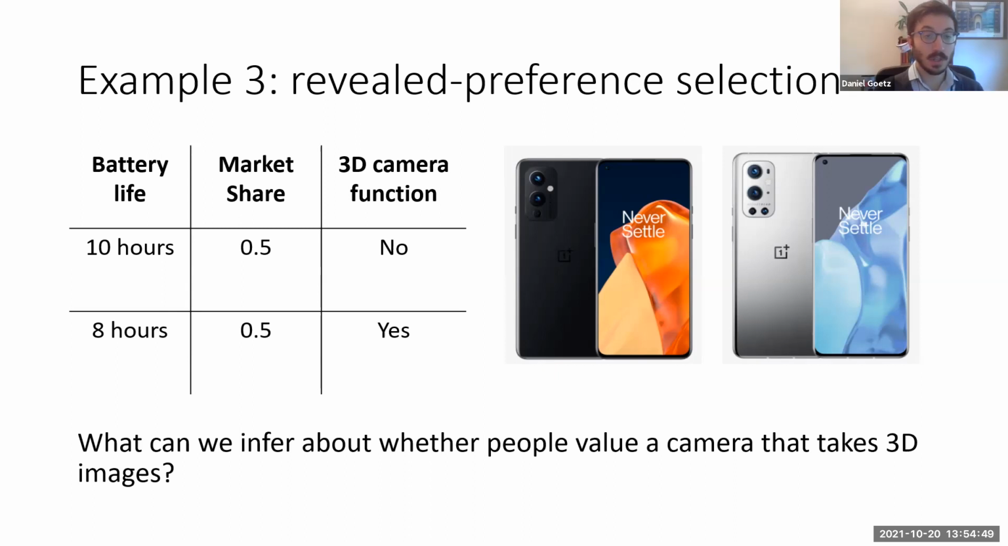Well, we see that the market shares are equal. So maybe they don't value this functionality. But we can also see that battery life is shorter for the phone that has the 3D camera function. And we know that everyone likes better battery life. All things equal, people prefer a phone that lasts longer on a single charge. So given that the second phone has a shorter battery life but still an equal market share, we can say that people do indeed value this 3D camera functionality, because they're buying this phone even though it's worse in this quality dimension.